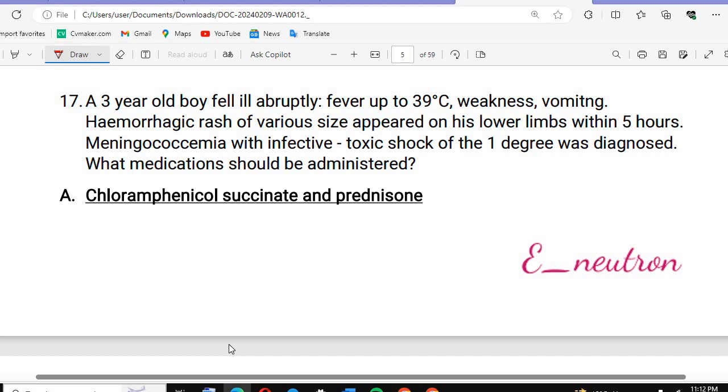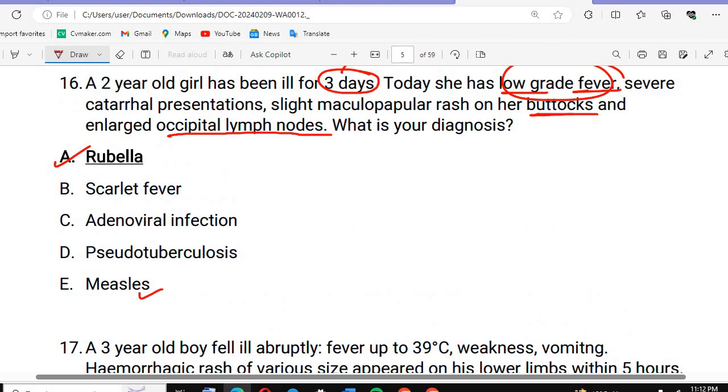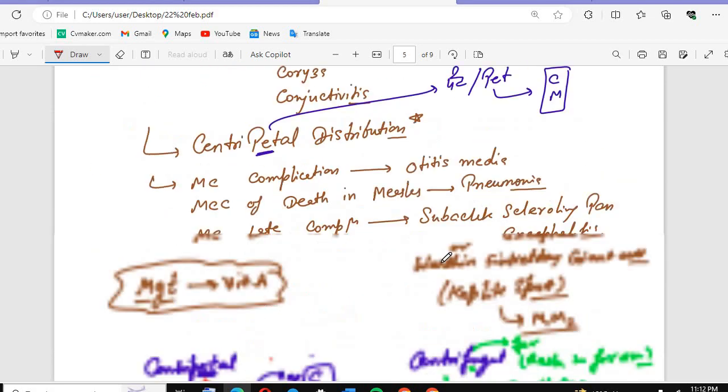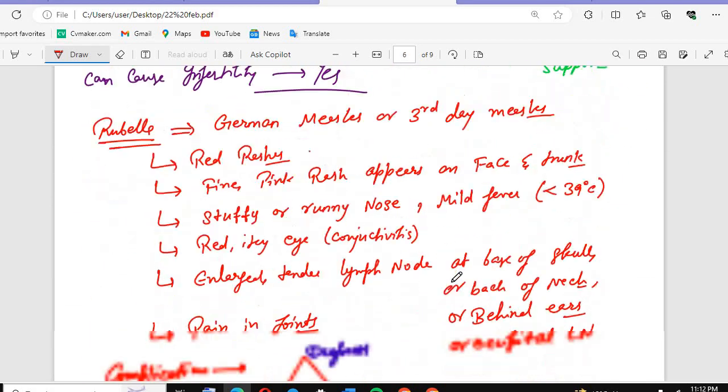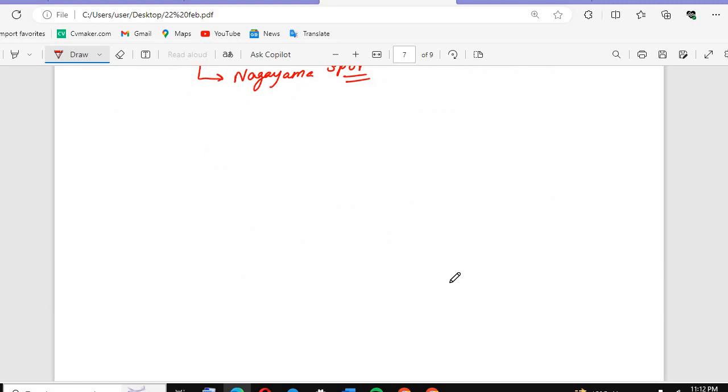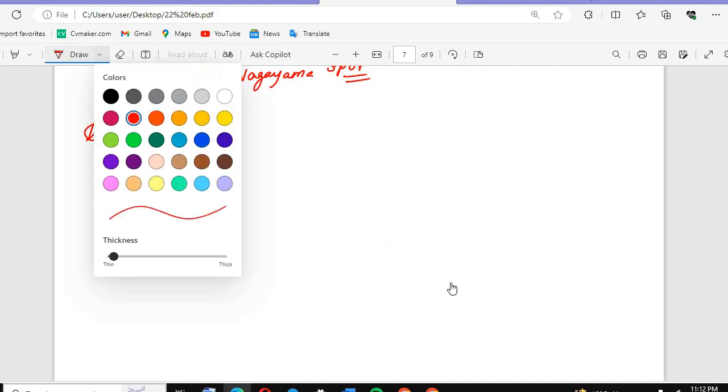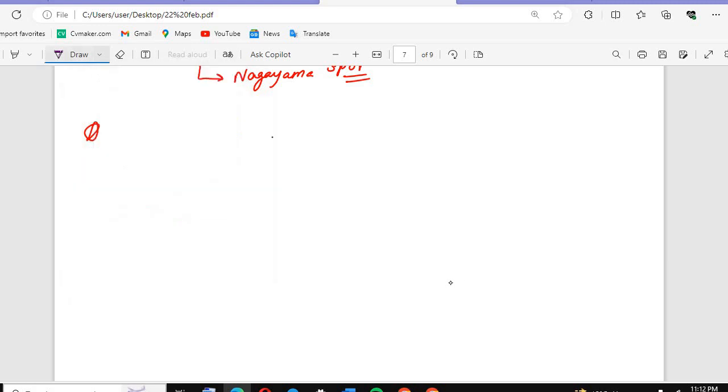A 3-year-old boy fell ill abruptly, fever up to 39 degrees Celsius. I think I told you that we will study scarlet fever also. So let's discuss scarlet fever as well, because we already studied Kawasaki disease, and we are just remaining with scarlet fever. See, we studied Kawasaki disease, and those are the bye-bye. You need to remember that.